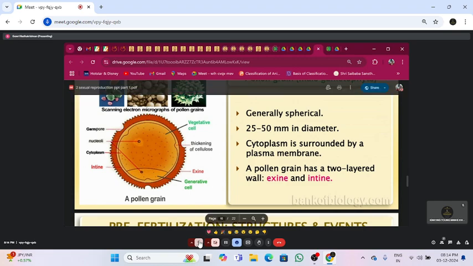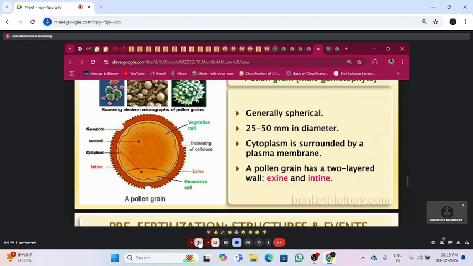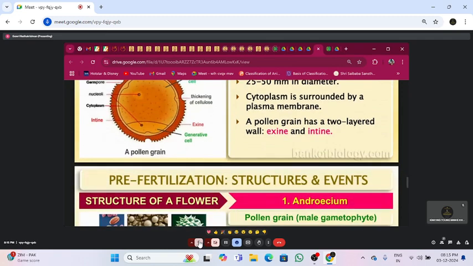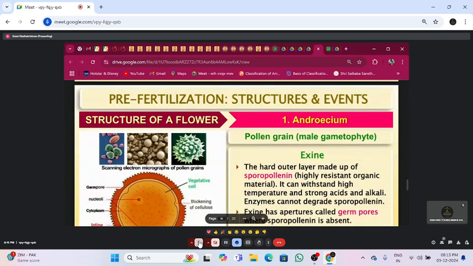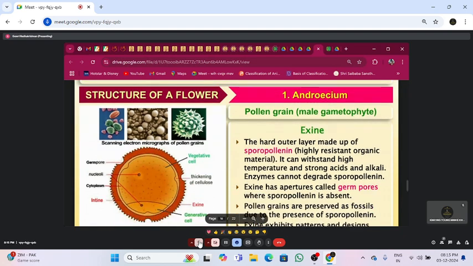A pollen grain has two layers called exine and intine. This exine actually has a few openings. It's covered with a very thick layer that cannot be destroyed. It's made up of a highly resistant organic material called sporopollenin, and it can withstand very high temperature and strong acid and alkali. So enzymes cannot degrade sporopollenin. That is the exine, the outer layer of the pollen grain.